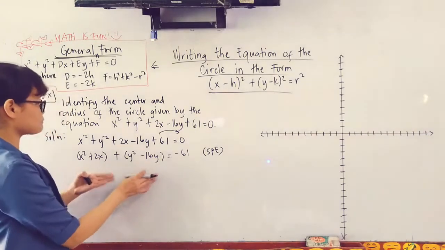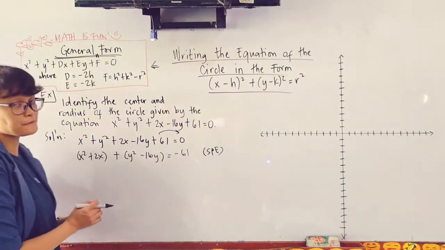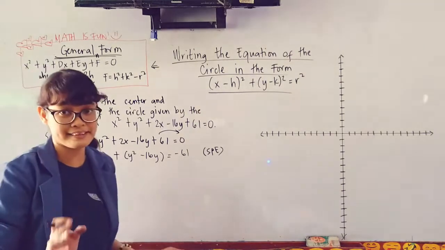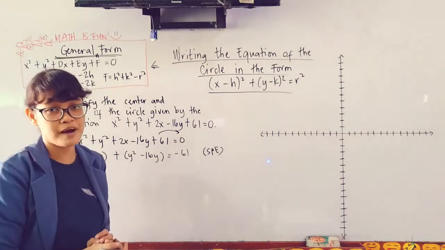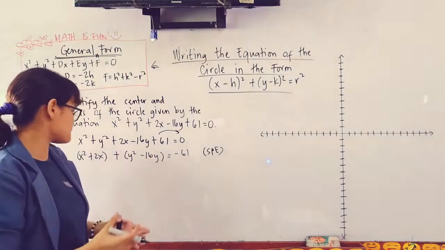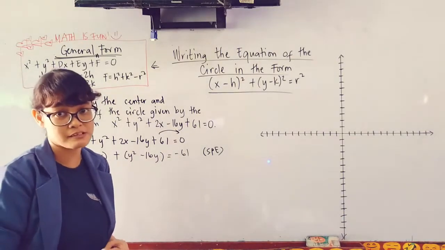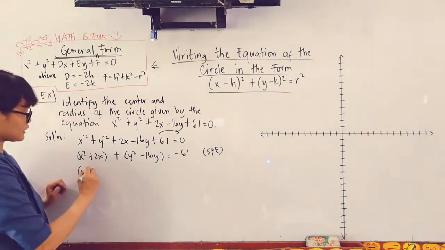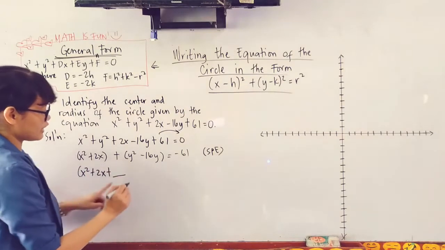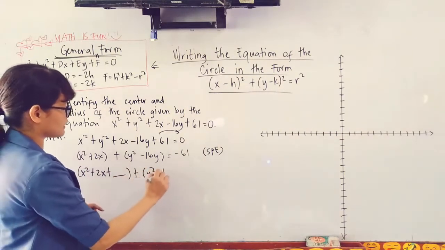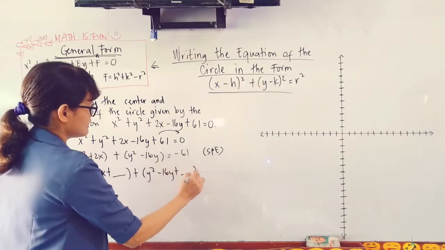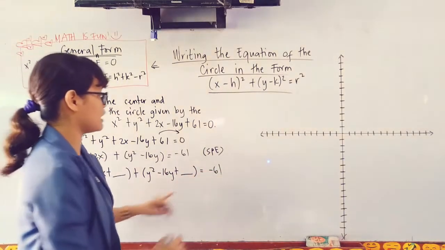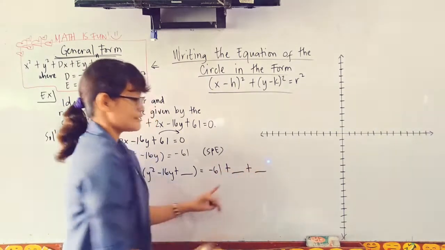If you want to review how completing the square is done, feel free to check my playlist in grade 8 and grade 9, where the step-by-step solution of the completing the square method is shown. Going back, you have x squared plus 2x plus something, plus y squared minus 16y plus something, equal to negative 61. Whatever you add on the left side should also be added to negative 61.